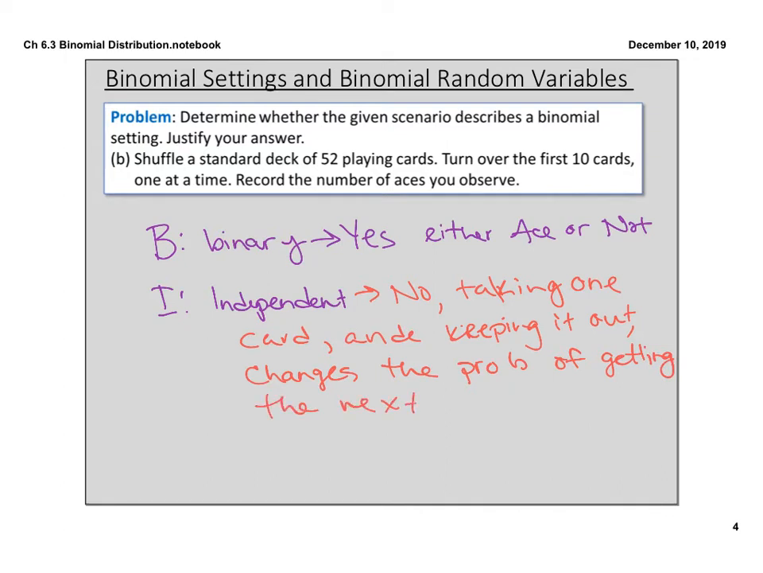Anytime you start changing the total number of things that you have, then they're not independent anymore. So like we start with 52 cards, we turn over one card, then we only have 51 left. So now the probability for the next card is out of 51 instead of out of 52. It doesn't even matter what total or what success you're looking for. The fact that you changed the total is enough to make them not independent. So this is a no, not binomial.